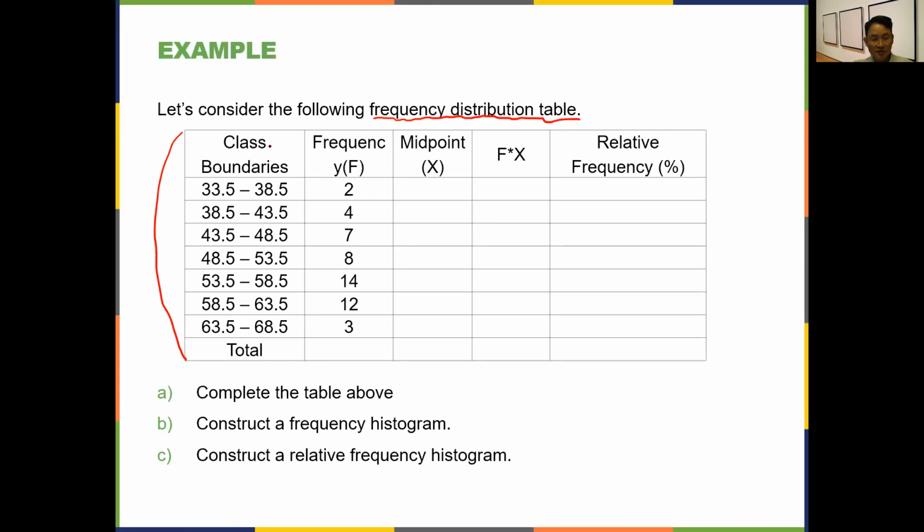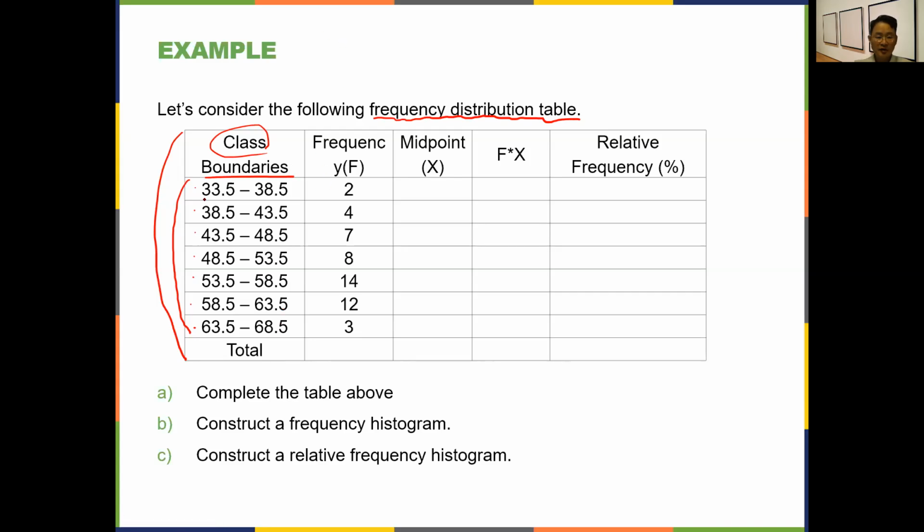Now, look at this class boundary, right? So you have 1, 2, 3, 4, 5, 6, 7 class boundaries right here. And later on, we are going to learn how to actually set up this class boundary from the raw data. But for now, they already did all this work for us. So we're going to work with this.